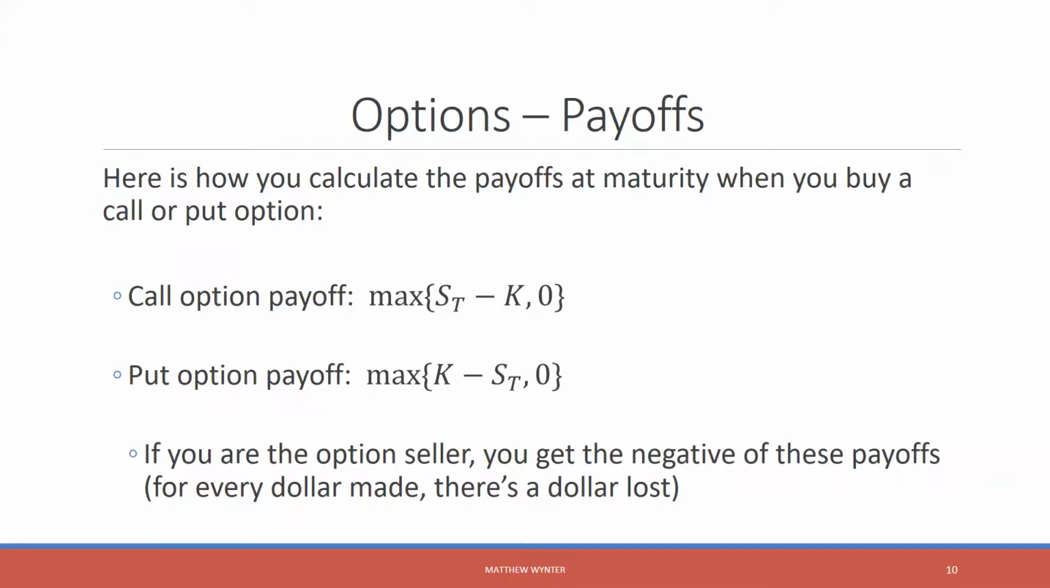Here's how we calculate our payoffs. With the call option, I have the max of S at time T, so the spot at maturity, minus the strike price, or 0. For the put option, I have the exact opposite: K minus S_T, or 0. And let's understand S_T minus K.